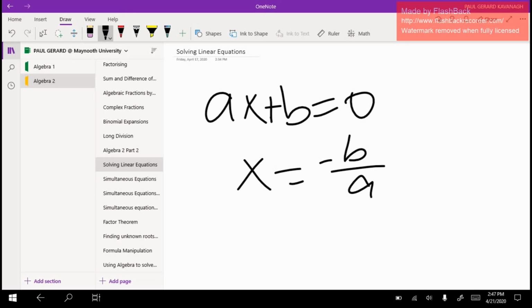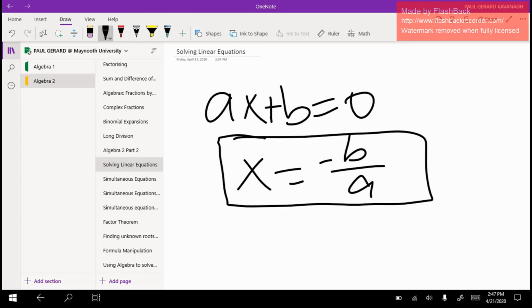Anyways, I would definitely remember this: x is equal to minus b over a, because this is going to come in really handy when we're going into area, when we're going into calculus, when we're going into all those different sections where you're going to need to know this. So I would definitely 100% recommend knowing that.